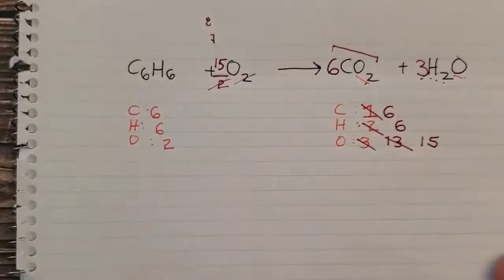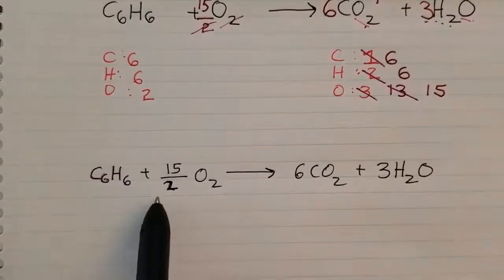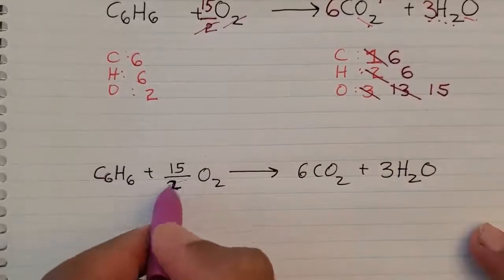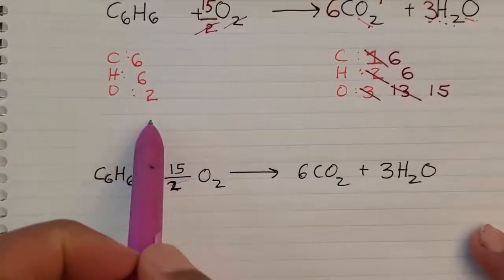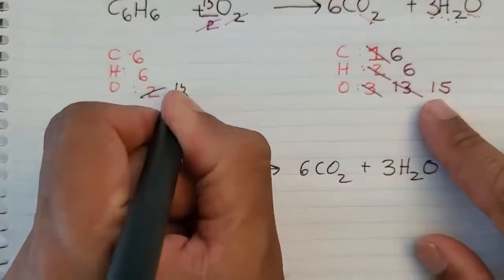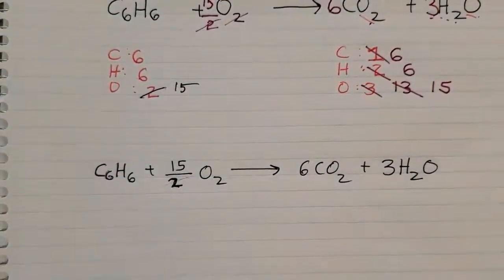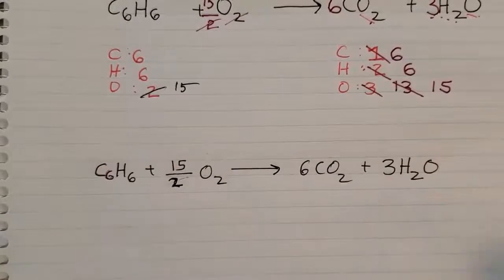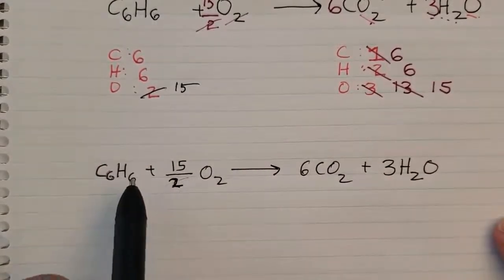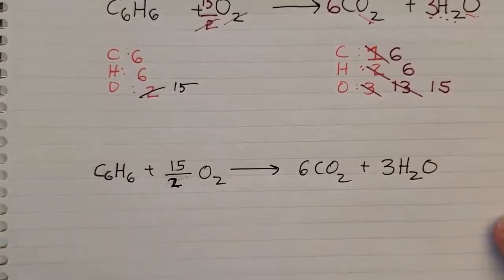That balances this out. So once again, just to reiterate, to balance this equation, you'll need 15 halves because the 2 here and the 2 here cancel out, giving me 15 oxygens in my reactant side. All right, so what we can do is multiply both sides of the chemical equation by 2, kind of like you do in algebra.